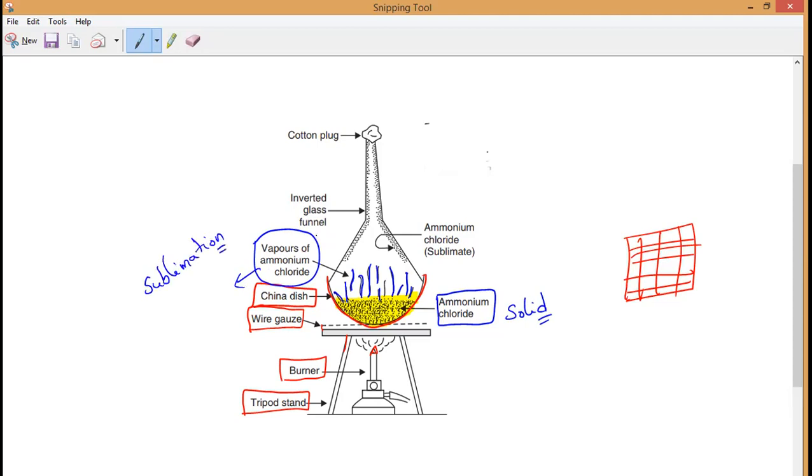Now, if you notice, what is our duty? Again, we have to form solid ammonium chloride. We took solid ammonium chloride and formed vapors of ammonium chloride. Now, if I am not covering anything on the top, it will mix with the atmosphere. Yes or no, Harish? Danishka?